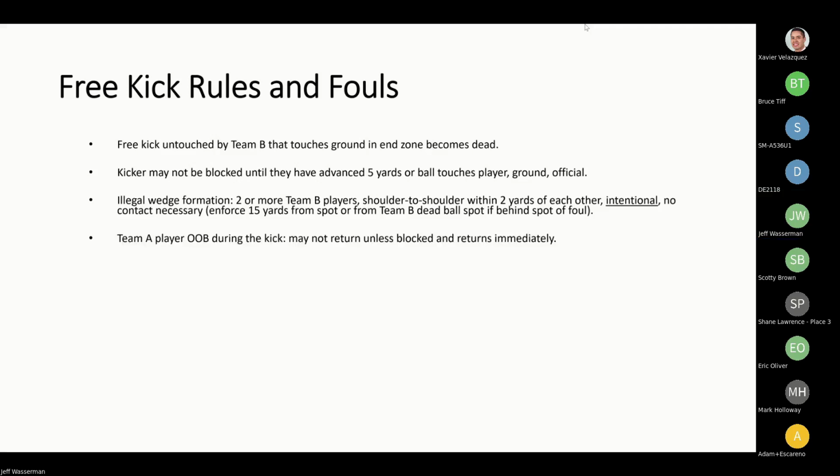Teammate player out of bounds during the kick, not during the return. That was changed by an edit a few years ago. But during the kick, he may not return unless blocked or returns immediately. We've got a video to look at that's relevant to that.